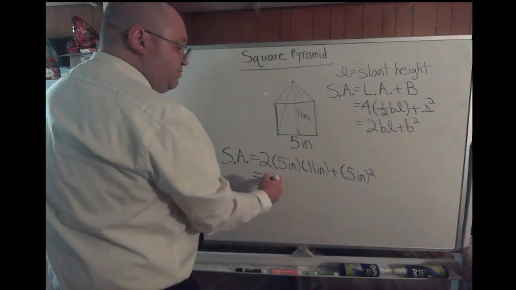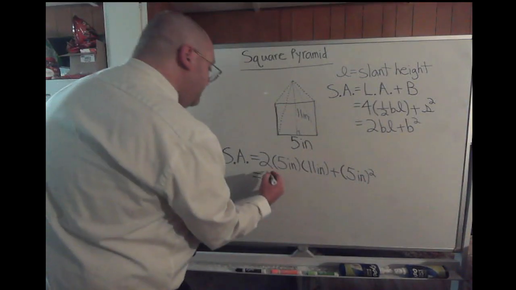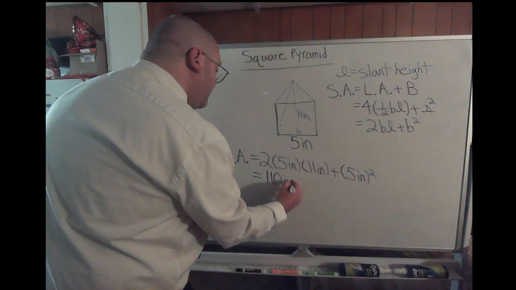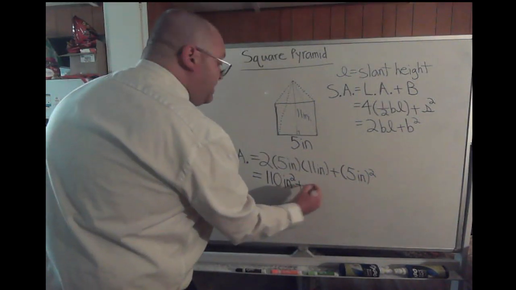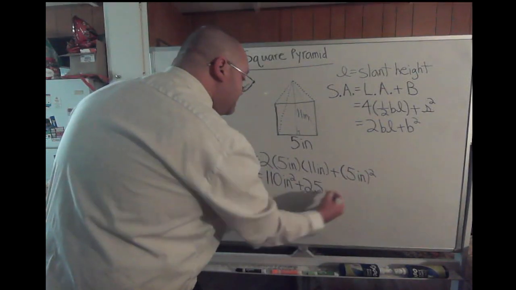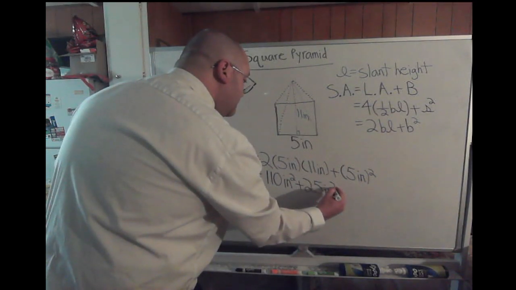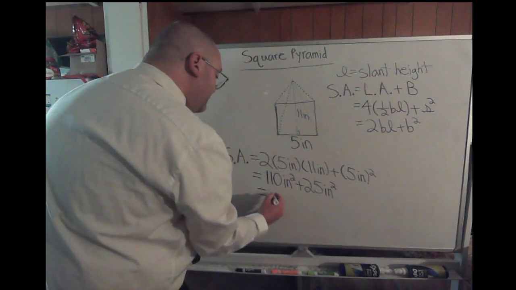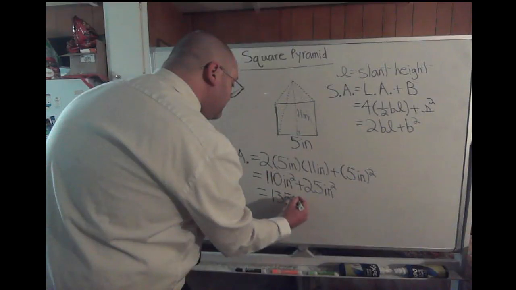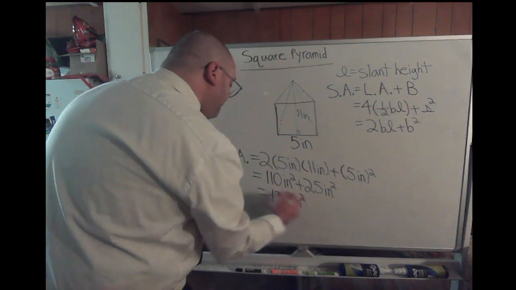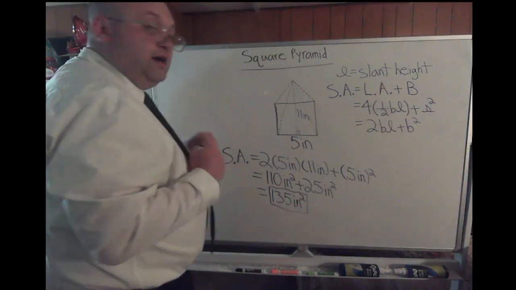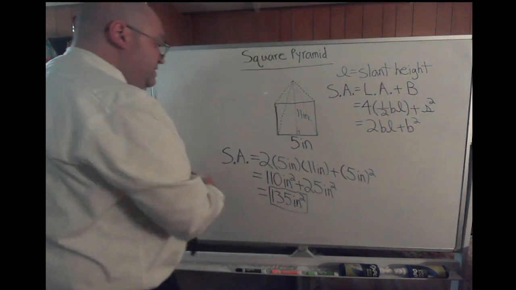Well, for the first term we do the multiplication. 2 times 5 is 10 times 11, that's 110. Inches times inches, that is inches squared. Plus you have 5 to the second power, well that's 25. Inches to the second power, that's square inches. Now you just add 110 and 25 together, you'll get 135 square inches. So the area of this square pyramid is going to be 135 square inches.